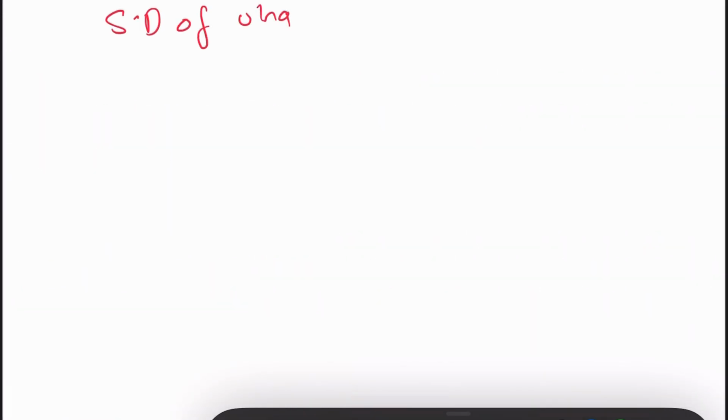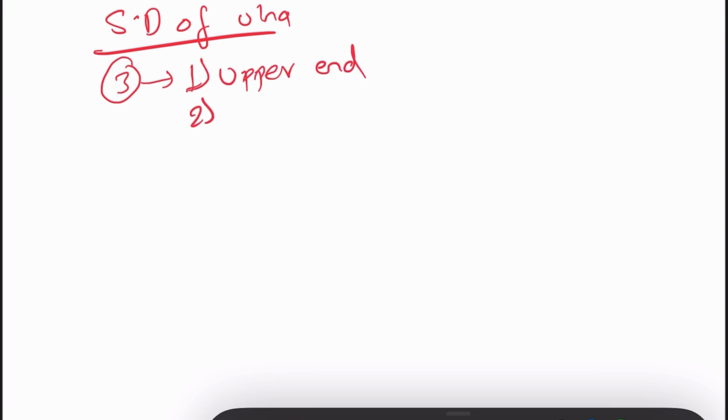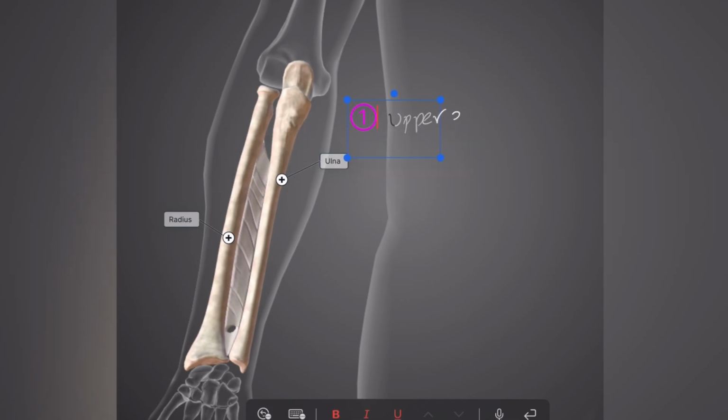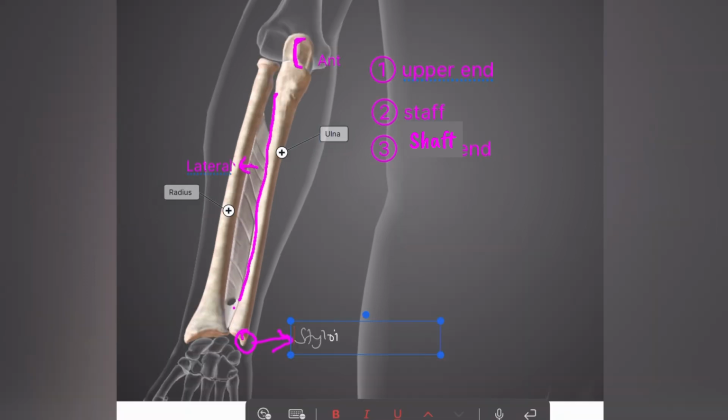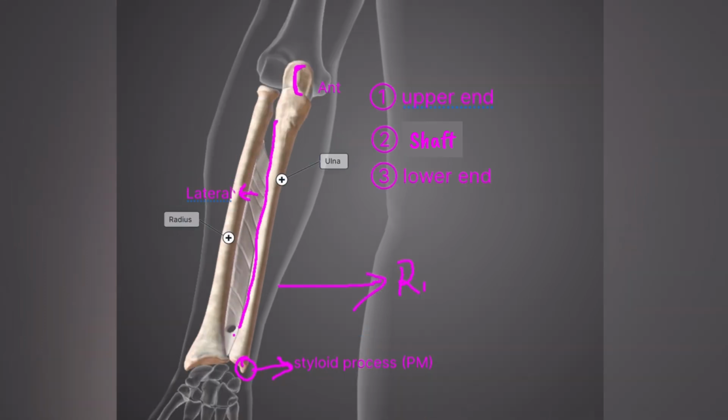Now for the side determination of ulna, we will look for 3 points. First is upper end, second is shaft, and the last point is lower end. So, point number 1, the upper end is hook-shaped and its concavity is directed anteriorly. Point number 2, its shaft consists of a very sharp border, which lies laterally. Point number 3 is that the lower end of the ulna has this projection called styloid process located posteromedially. This is the ulna of right side.